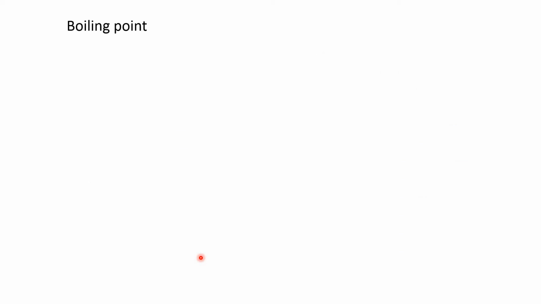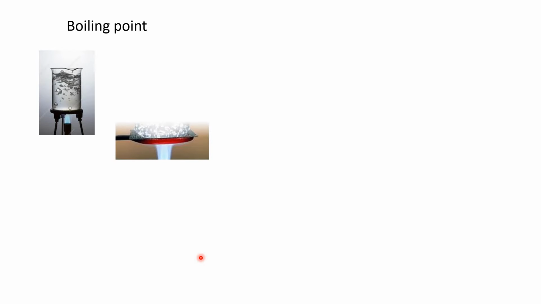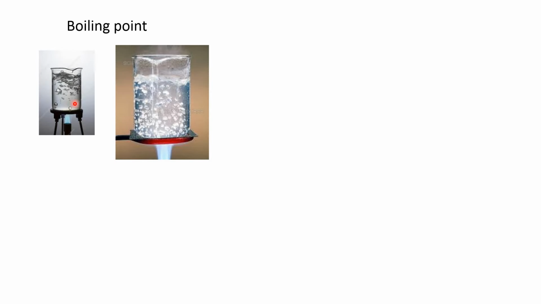Now coming to another example, boiling point. Here I have taken water in a small beaker, here it is in a large beaker. That means the amount of water is more. Both are boiling at the same atmospheric pressure. The boiling point will be the same, that is 100 degrees centigrade, independent of the quantity of water. So boiling point is an intensive property.